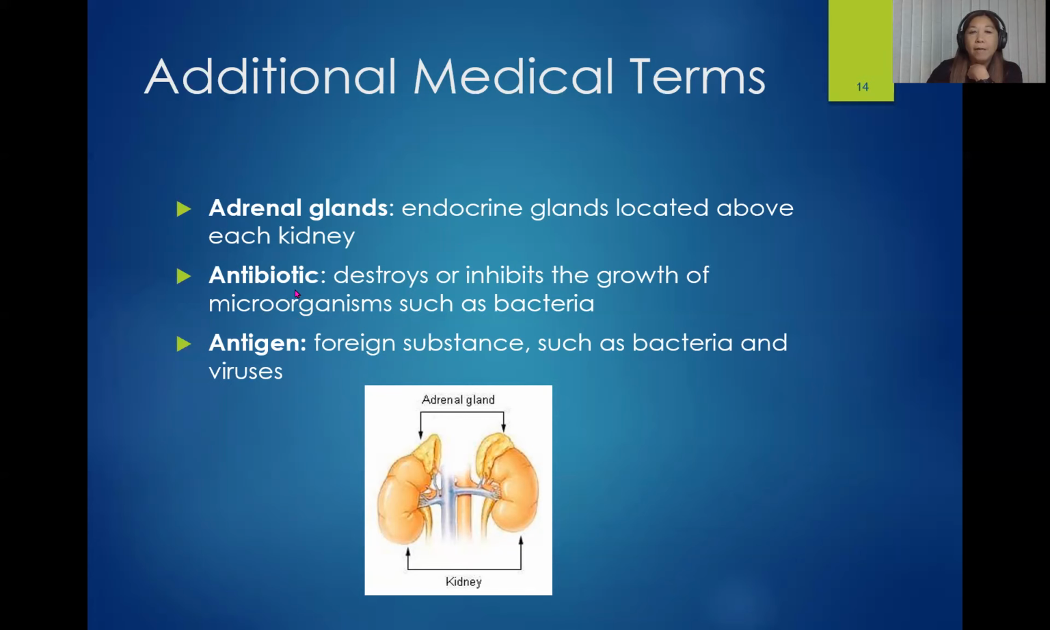Antibiotic, right, is something that destroys or inhibits the growth of microorganisms such as bacteria. An antigen is a foreign substance, right, such as bacteria or viruses that can be part of the immune reaction.